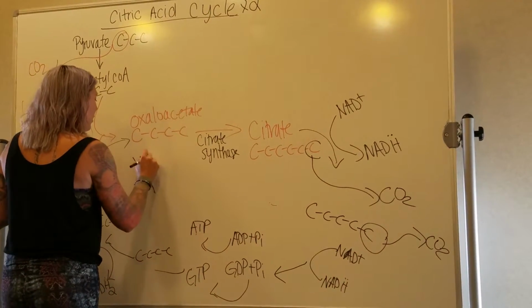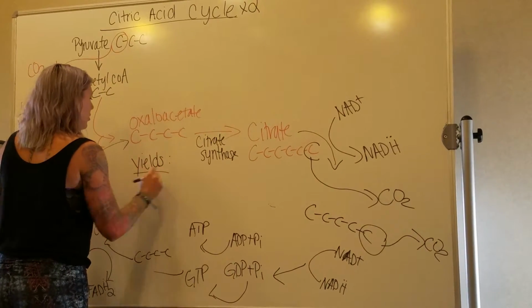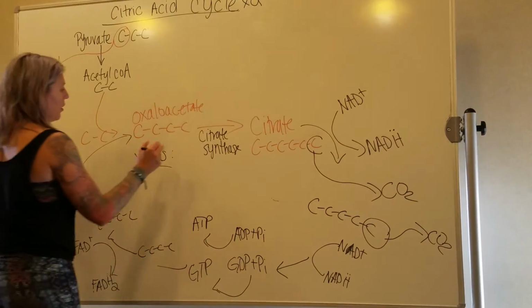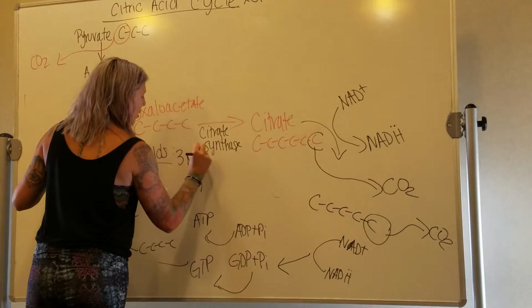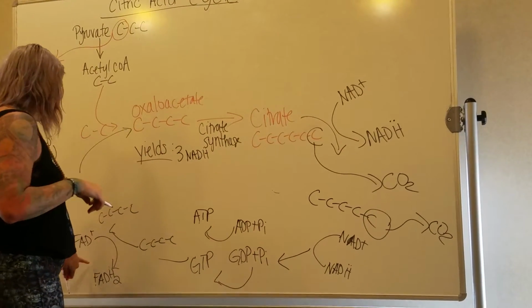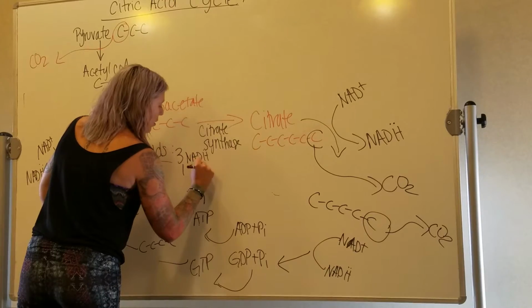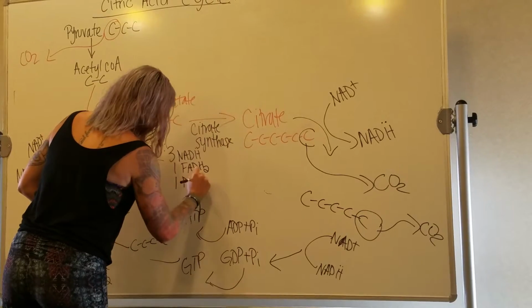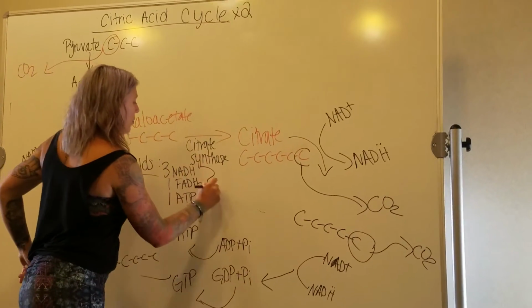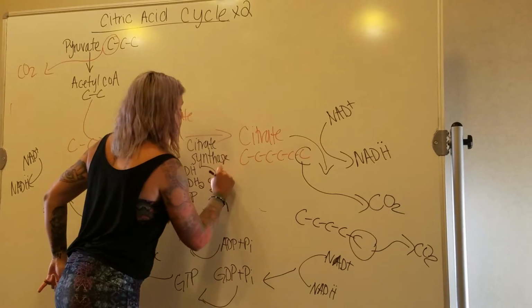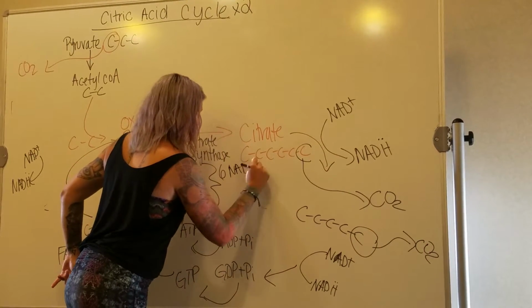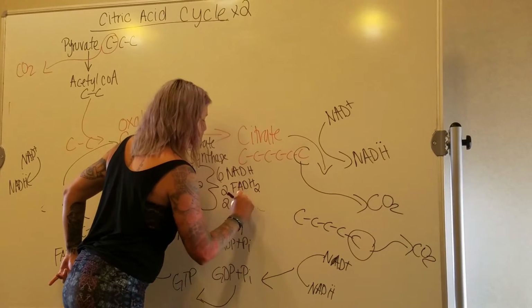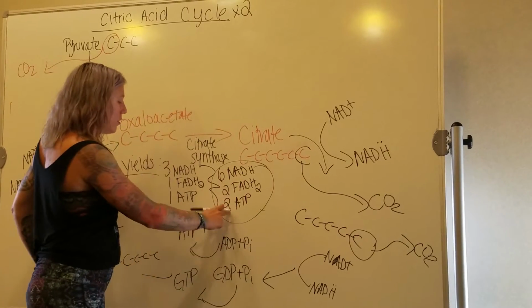So altogether, yielding, and I just think of yields as energy. So we count 1, 2, 3 NADHs. They're little dots. And then we count 1 FADH2, and then we have 1 ATP. But remember, we times it by 2, and now we have 6 NADH, 2 FADH2s, and 2 ATPs. That is what you yield.